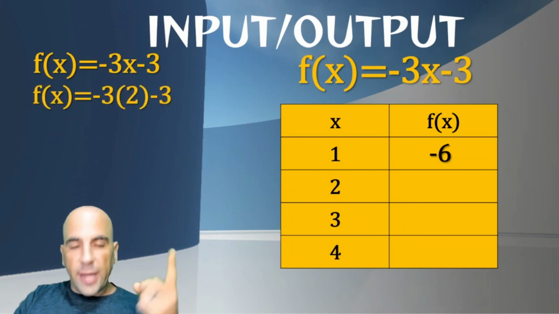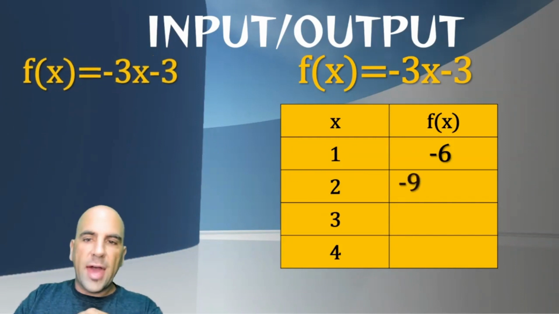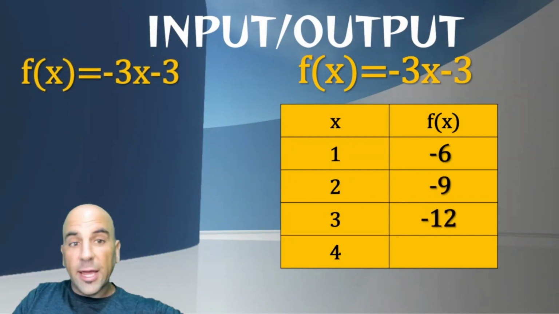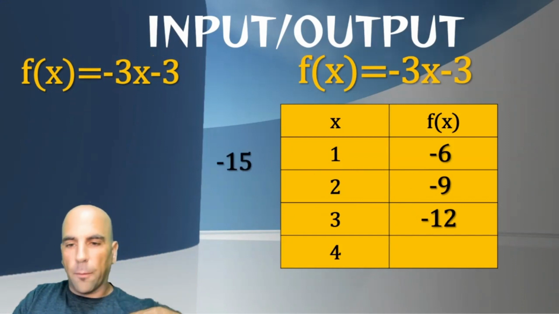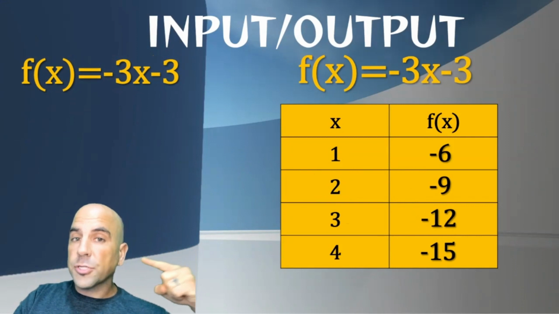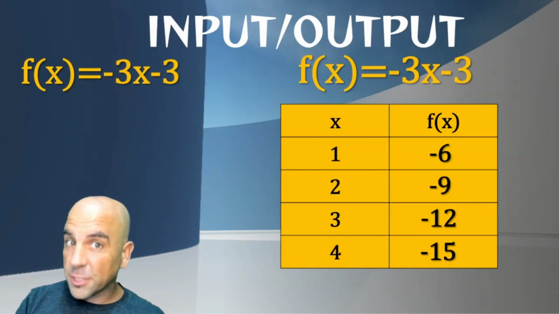Plug in 2. Negative 3 times 2 is negative 6. Minus 3 is negative 9. Plug that in. We'll do the other two a little quicker. Plug in the 3. Your output is negative 12. Plug in the 4. Your output is negative 15. Notice how the output creates also a pattern. This is a linear function. Look familiar? Y equals mx plus b.